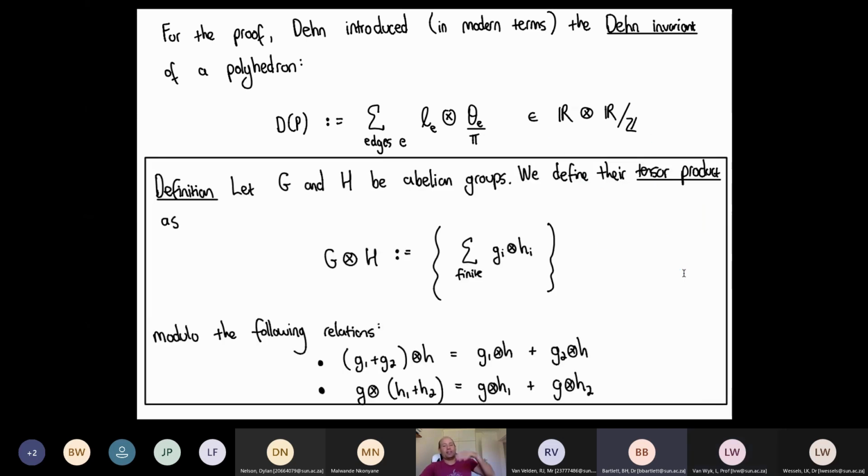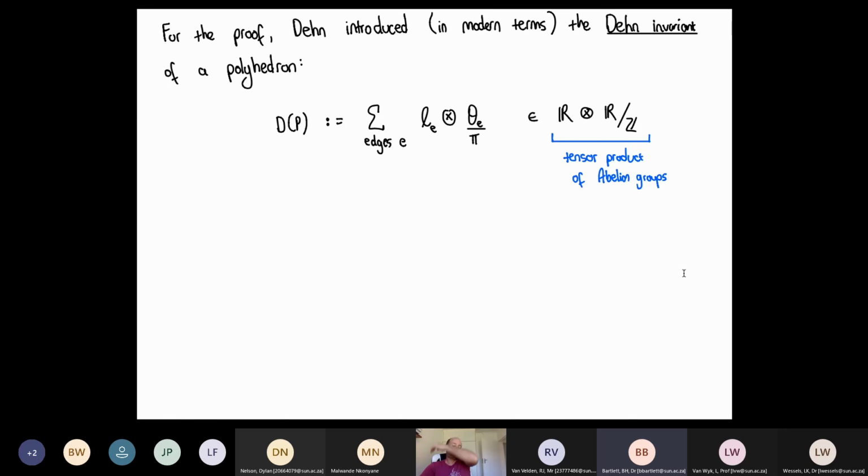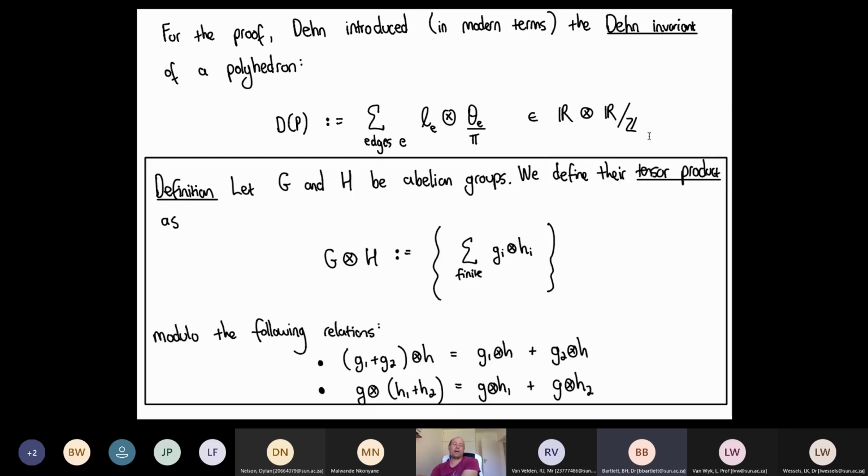So this is the tensor product of abelian groups, this thing over here. And what do we mean by the tensor product of abelian groups? It's not something that you'd usually do in a third year course in algebra. You don't normally define the tensor product of abelian groups. So let me define it here for you. Let G and H be abelian groups. We define their tensor product as follows.